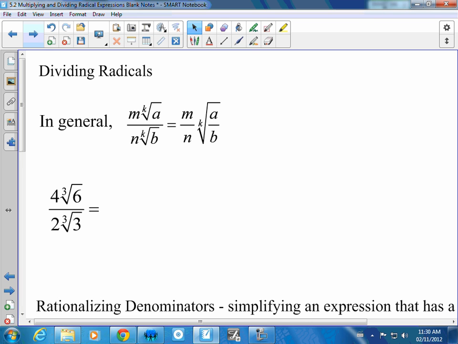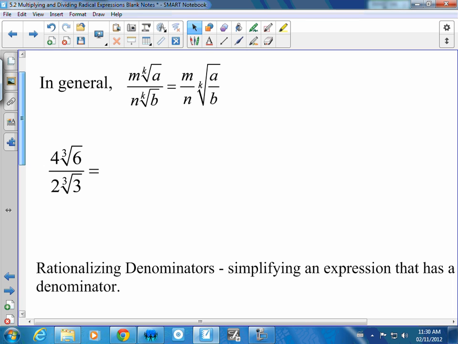Okay, so let's do this first one. I have a whole bunch more of more complex dividing ones coming up, but I got to teach you rationalizing the denominator first. Okay, under the same roots, they're both cube roots, right? So what can we do? What's the front part? What's 4 divided by 2? 2 cube root of what's underneath the radical symbol?